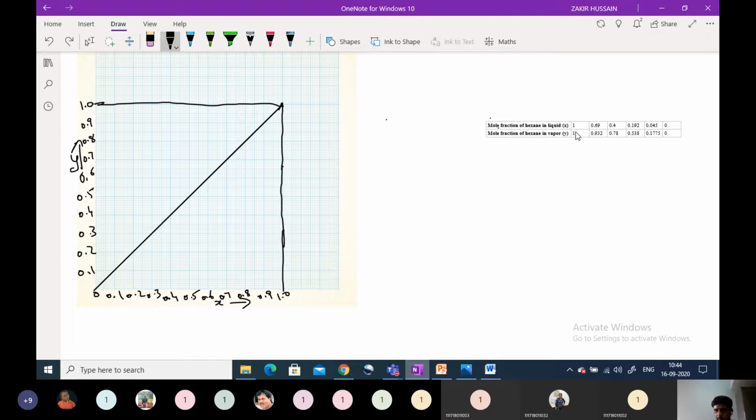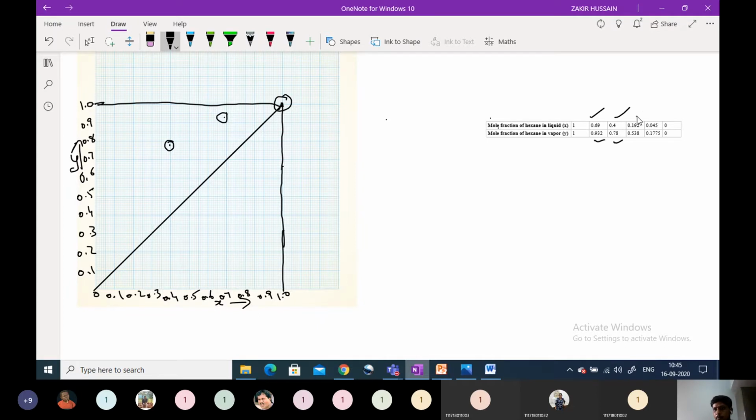The first data point is x is 1 and y is also 1. So 1 and 1 will come here. The next data point is 0.69 and 0.932. So x is 0.69, and y 0.93 we can take, it will come here. This is the second data point. The third data point is 0.4 and 0.78: x is 0.4 and y is 0.78, so it will come here.